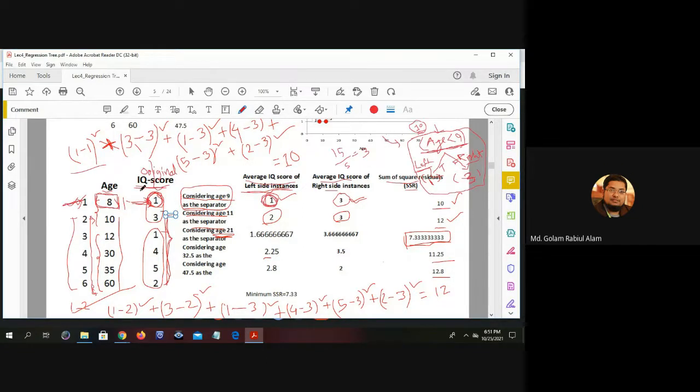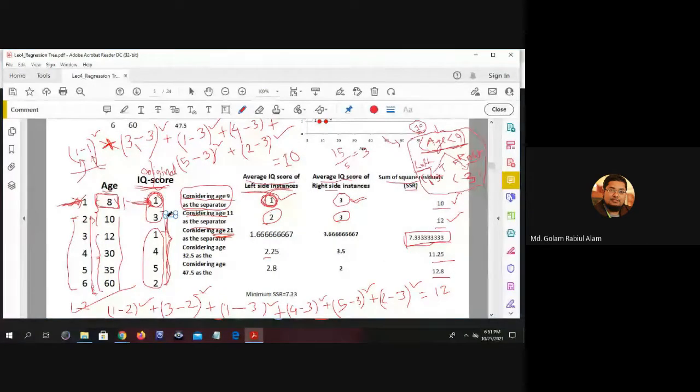The original IQ score is this, but the predicted IQ score is this. For the left side instance, we have only one, this 1, where the original IQ score is 1 and the predicted IQ score is also 1. So 1 minus 1, squared, the sum of squares. That means we have to take the squared difference, the residual. And now all other observations are on the right side.